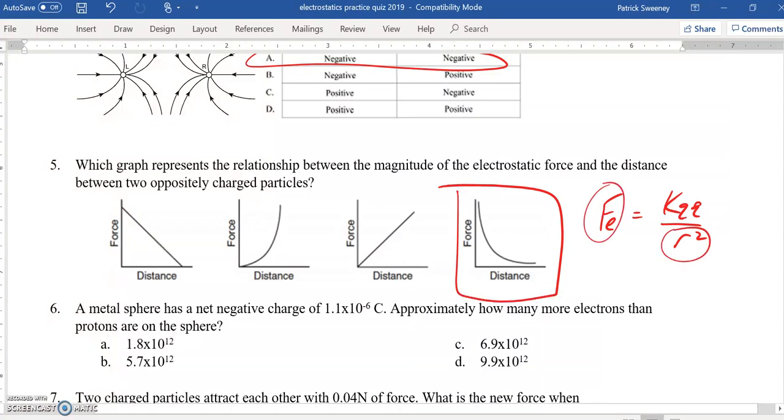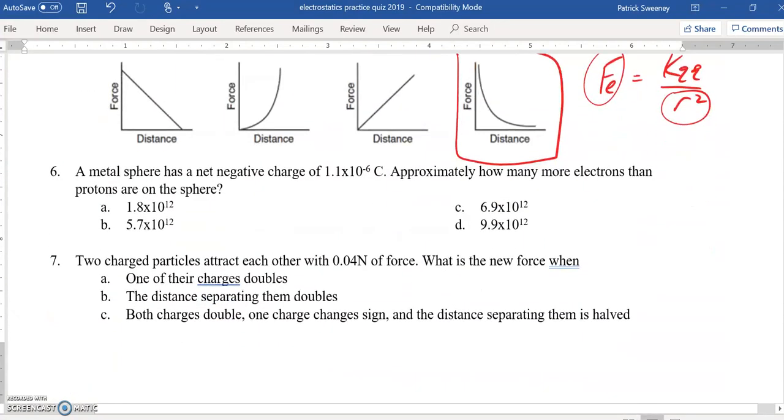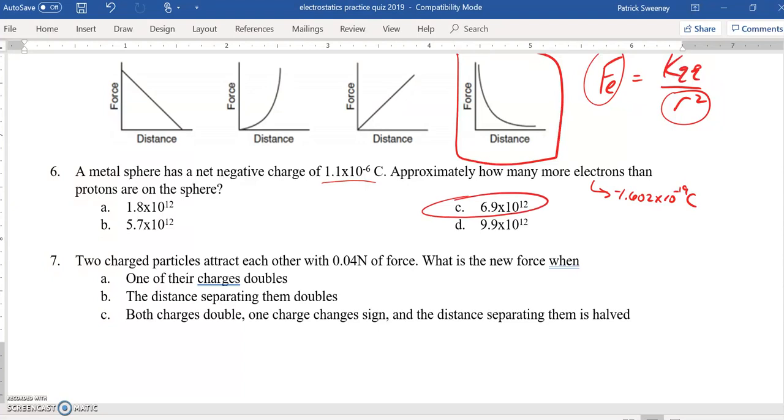Inverse square. Number 6, a sphere has a net charge of 1.1 times 10 to the minus 6 coulombs. How many more electrons does it have than protons? So if your net charge is 1.1 times 10 to the minus 6 coulombs, and each electron is 1.602 times 10 to the minus 19th coulombs, negative, all you have to do is divide the total charge by the charge of each electron, and you get the number of electrons. So if you divide these two, you get 6.9 times 10 to the 12th.